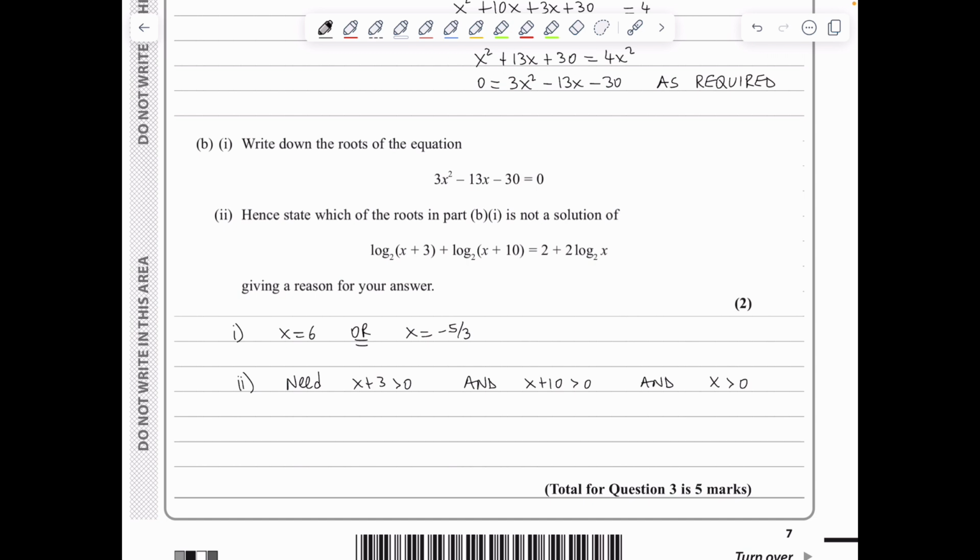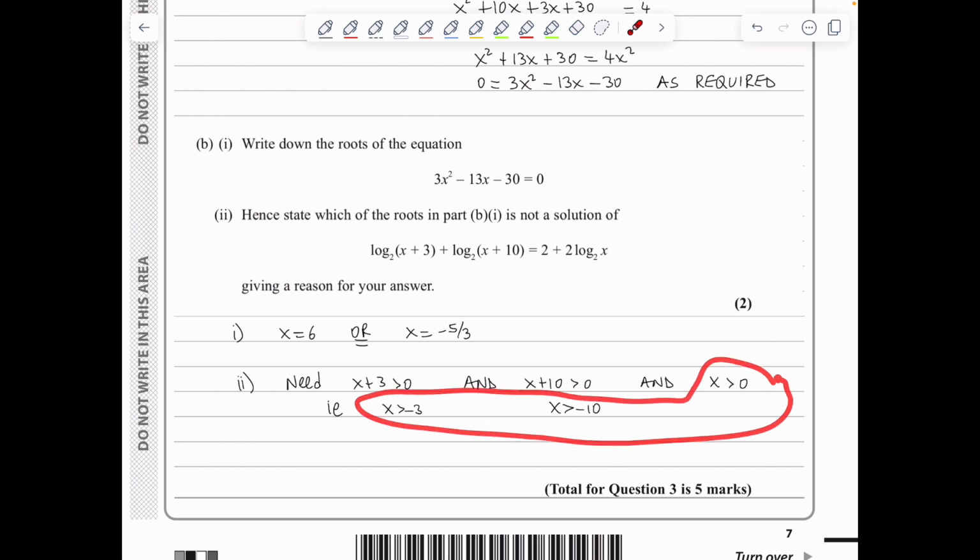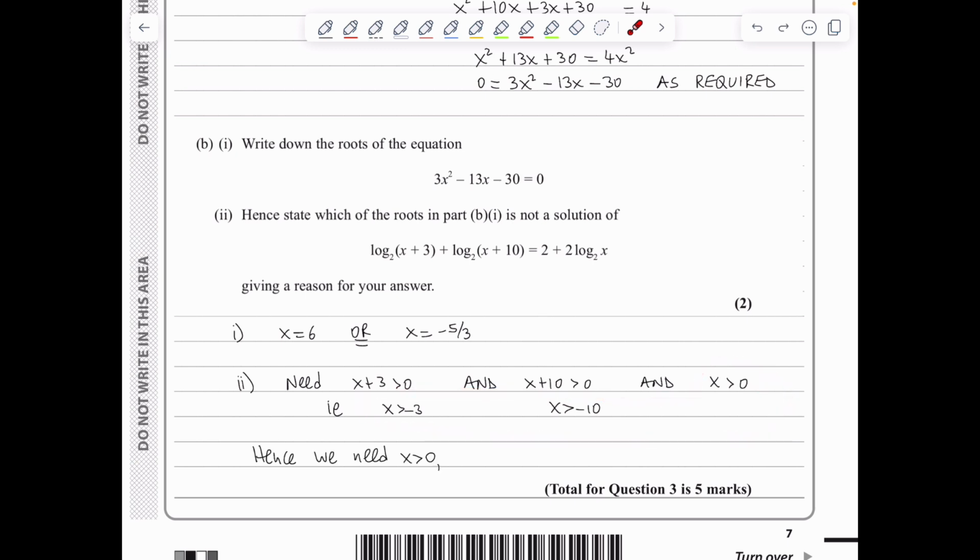So this means we need x to be greater than negative 3. We need x to be greater than negative 10 and x to be greater than 0. And we can easily see that these three inequalities are satisfied when x is greater than 0. So any valid solution should be positive. So since we need x to be greater than 0, then the solution of x being negative 5 over 3 is not a valid solution.